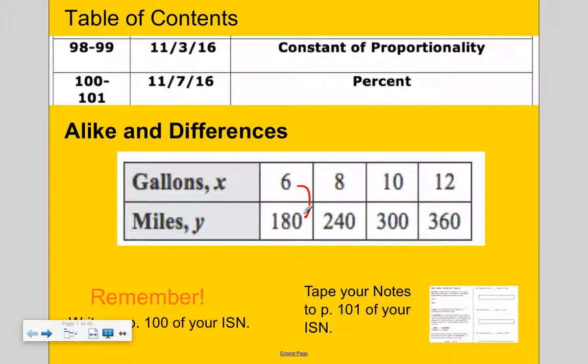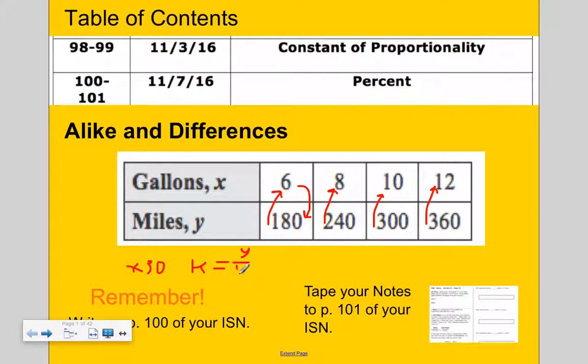So what's the relationship here between 180 to 6, 240 to 8, 300 to 10, and 360 to 12? What is the relationship? It seems like the relationship is times 30. Times 30. So the relationship is times 30. That is the constant of proportionality. Because remember, the constant of proportionality is K equals Y over X.